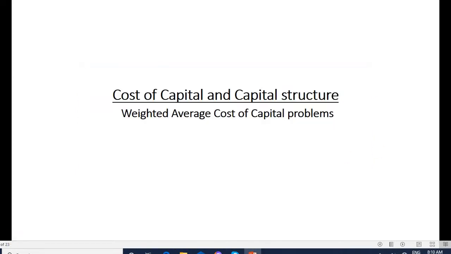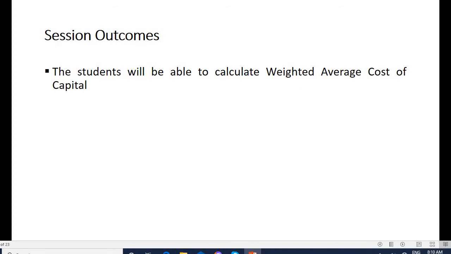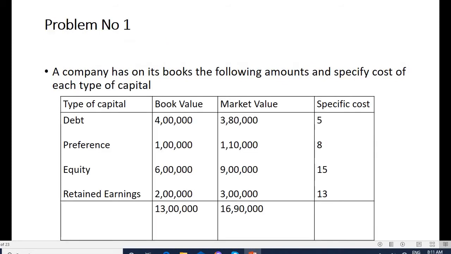Today in this session I am going to cover some more problems on weighted average cost of capital. The session outcome is to make you able to calculate weighted average cost of capital. In the previous session too, we have seen problems based on weighted average cost of capital. So today we'll see some more problems on WACC.